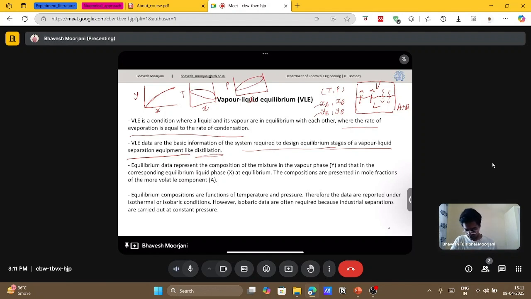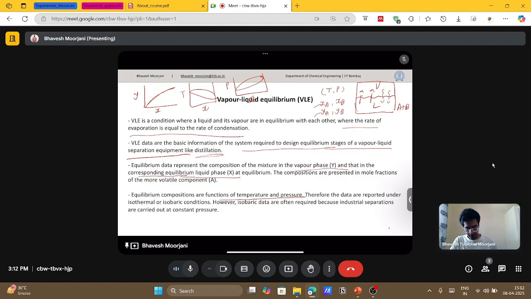Okay, so this is how it looks. Now this equilibrium data represents the composition of the mixture in the vapor phase, which is in equilibrium with the liquid phase. These compositions are represented in terms of mole fraction. Equilibrium compositions are a function of temperature and pressure. Therefore the data are reported under isothermal or isobaric conditions.